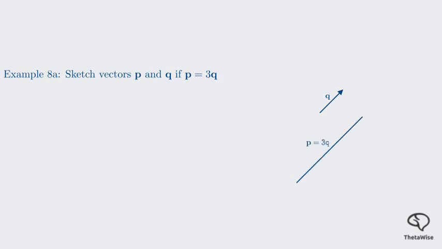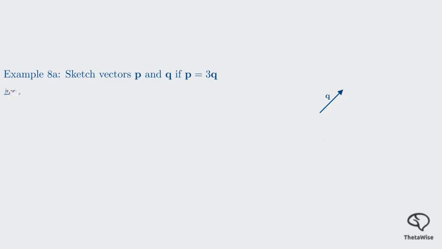Let's look at one more example. Sketch vectors p and q if p is equal to 3 times q. First, we would sketch a vector and label it q. Then we would draw a second vector, p, that points in the exact same direction as q, but is visually 3 times its length. This diagram clearly shows the relationship defined by the equation.